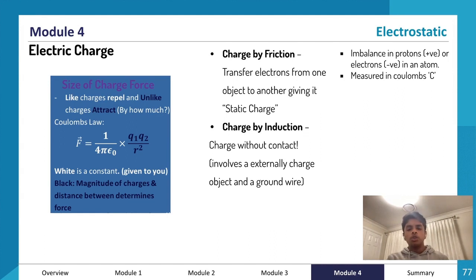And we also have two means of charging something: charging by friction and charging by induction. Charging by friction is where we transfer electrons from one object to another, giving it static charge. We just rub something against another object and then we give it static charge. Charging by induction is where we charge without contact. It involves an externally charged object and a ground wire, basically.